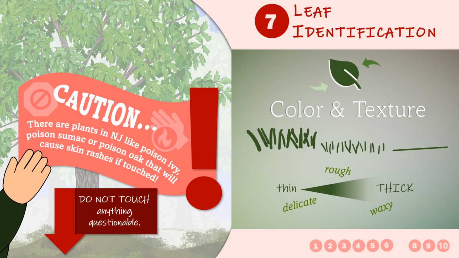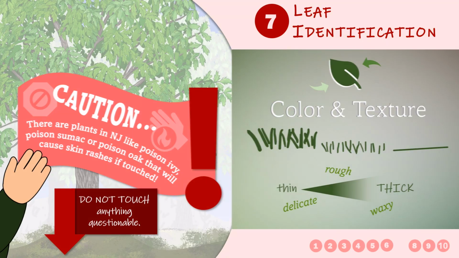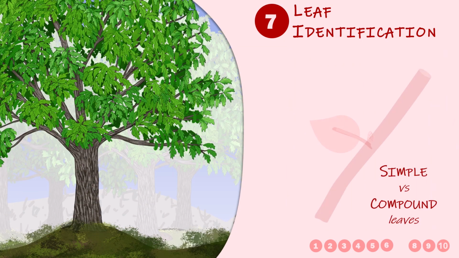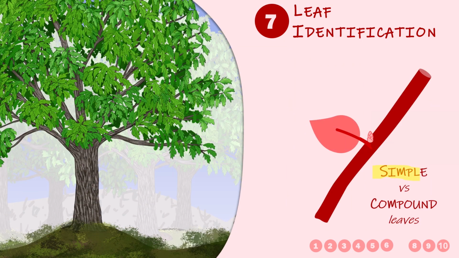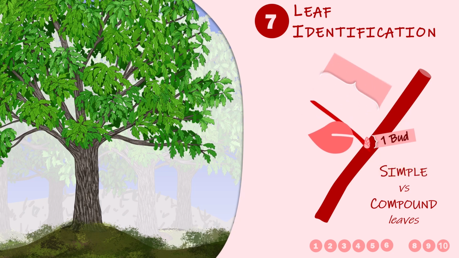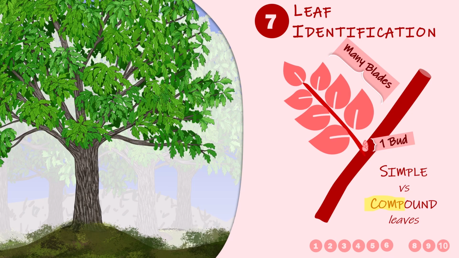And if you have any doubts, do not touch. Next, we'll determine whether the leaves are simple or compound. A simple leaf has a single blade with a single bud coming off a twig. In contrast, if the leaf is divided into many blades attached to a single bud, it is a compound leaf, and each of those individual blades are called leaflets.